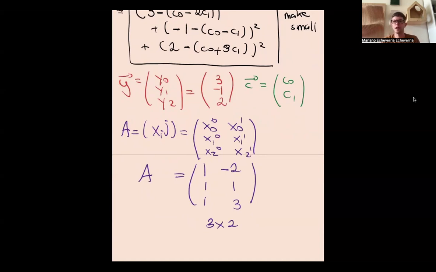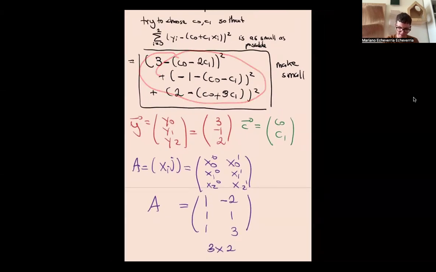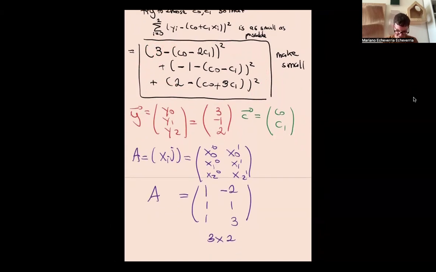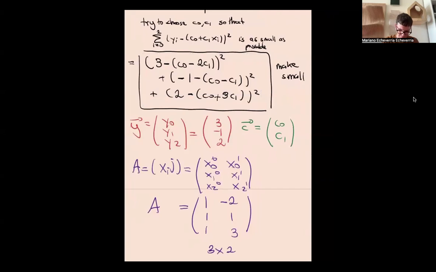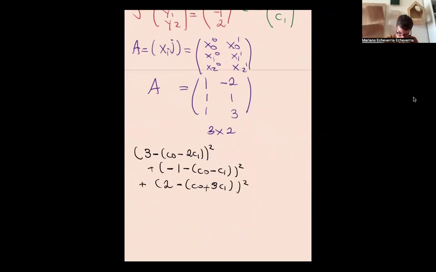This is where we ended up yesterday. What I was explaining is that this sum of squares can be rewritten in a matrix notation, which is nicer. You can double check it, but we went through the details yesterday. That is the same as y minus A times C. Oh, sorry, I used y in red.